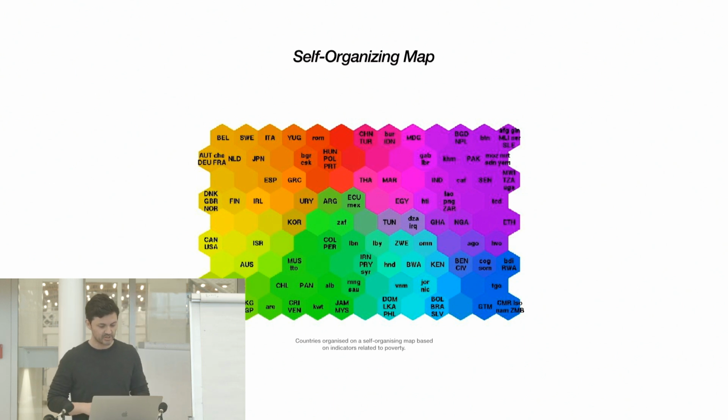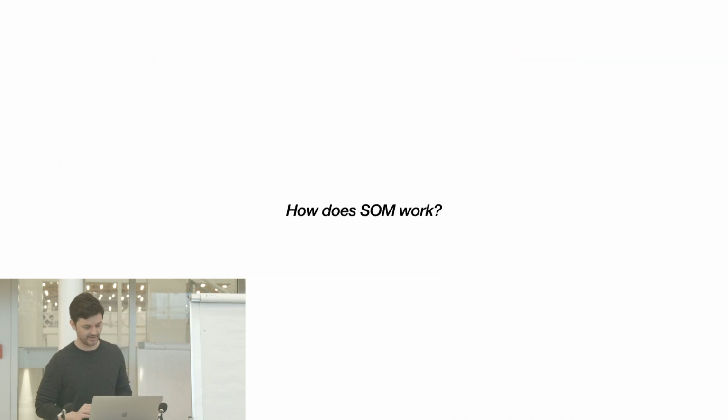So how do you use this? You look at the map, and you should conclude by looking at the colors, for example, that Canada, Australia, Denmark, Finland, and Great Britain are similar in regard to levels of poverty. You need to interpret this map. This is how this whole thing started.